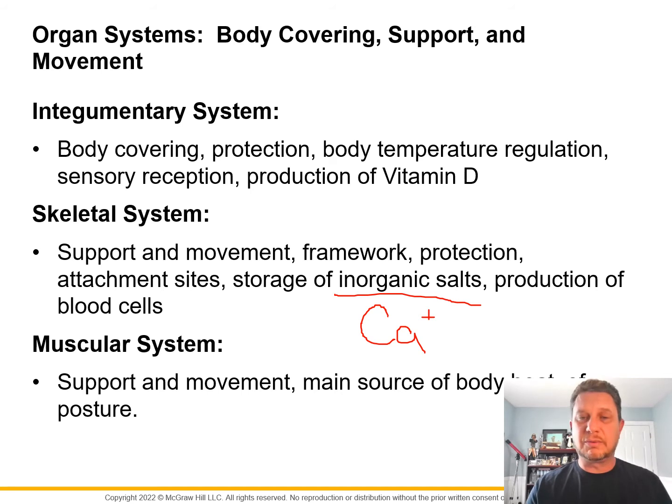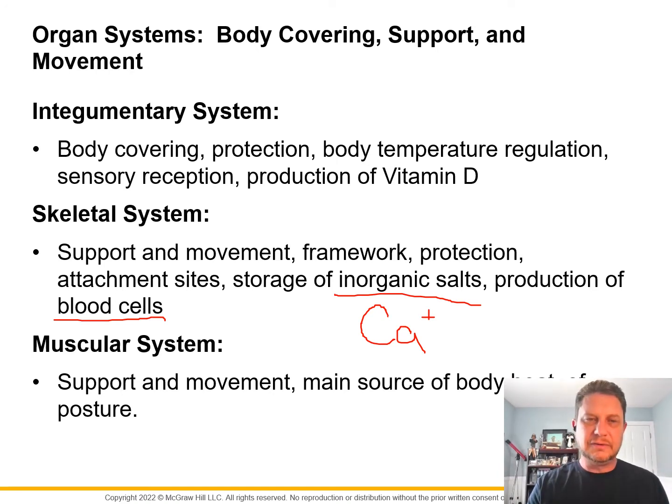But this is also where we're going to have our hemopoietic stem cells, which is a fancy way of saying the cells that end up being able to make blood cells, all blood cells: white blood cells, red blood cells, and even platelets. This is where they are formed.